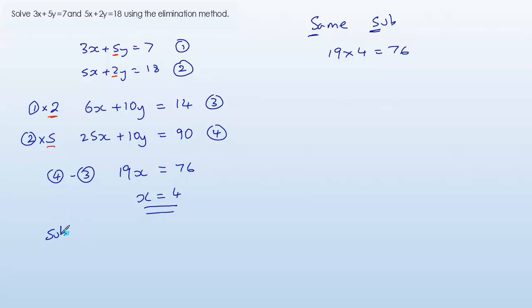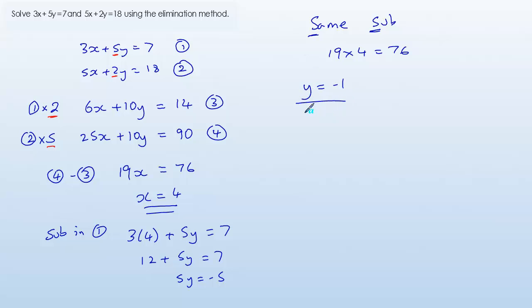And then sub in, always go for one of the original ones, let's substitute in 1. So we've got 3 times 4, add 5y is equal to 7. So 12 add 5y equals 7. Subtract 12 from each side, 5y equals negative 5. And that gives me that x is negative 1. Sorry, y is negative 1. So my final solution is that x equals 4 and y equals negative 1.